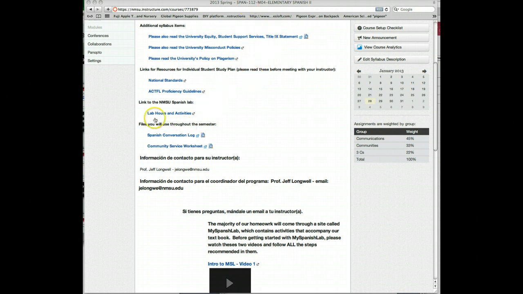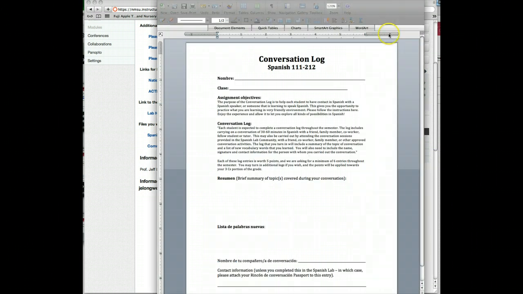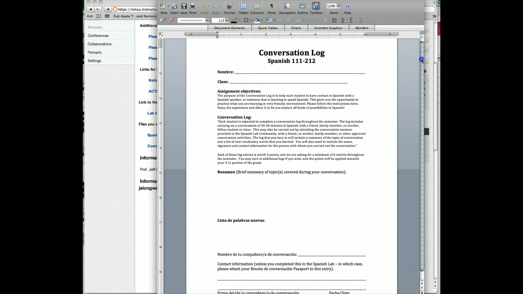You'll see that on your Canvas course, there's a section with a file that links to the Spanish conversation log. When you pull that up, it looks like this. We'll say that also there are printed copies of these available in the Spanish lab located in Breland Hall, room 170B. And we'll always try to keep those provided there.